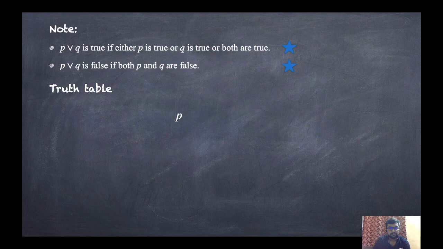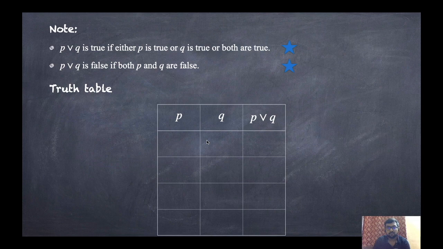Now what we need: P, Q and P or Q. Again there will be four possibilities. Either both are true, both are false, or one is true and the second is false, and first is false and second is true. Now, P or Q is true whenever either P is true or Q is true or both are true. So in the first case, both are true, so P or Q will be true. Here at least one is true, so it is true. Here also at least one is true, so it is true. But here both are false, so P or Q will be false.